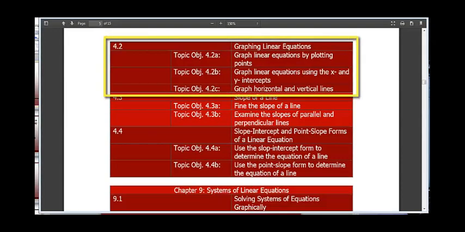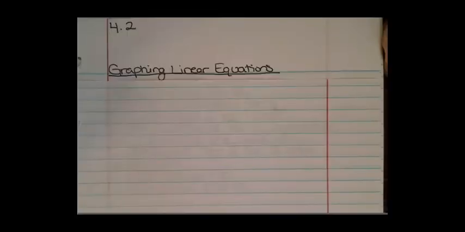Today we will be in Chapter 4, Section 2, Graphing Linear Equations. Our three topic objectives for today will be to graph linear equations by plotting points, to graph linear equations using the x and y intercepts, and to graph horizontal and vertical lines. Chapter 4, Section 2, Graphing Linear Equations.